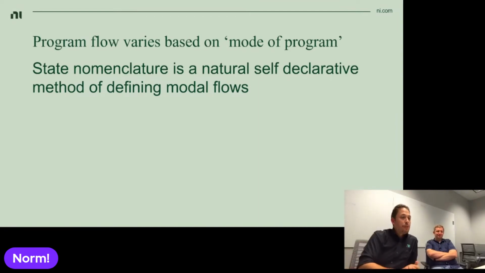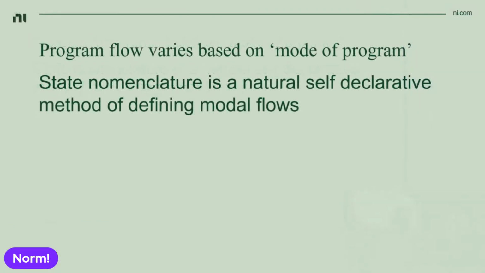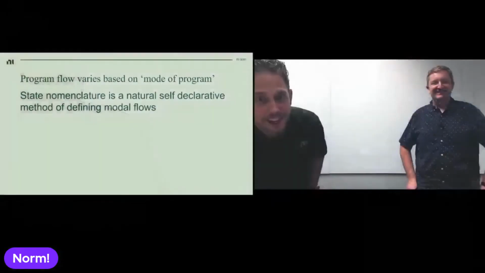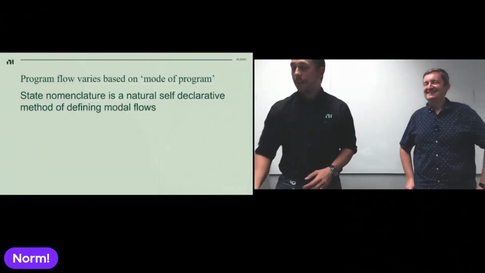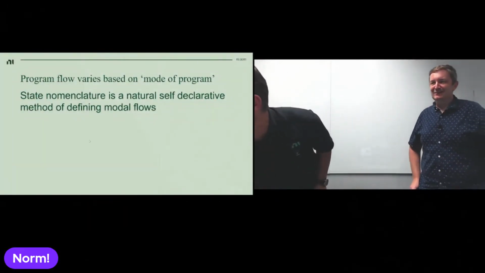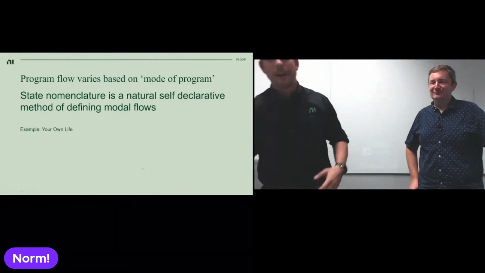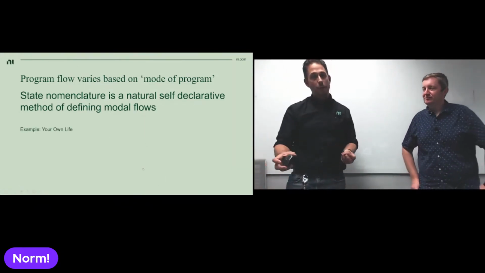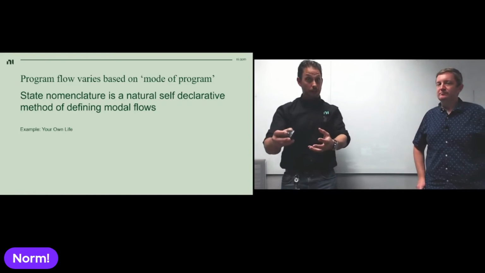All right, so program flow varies based on the mode of the program. So let's give another example of this one. So the state nomenclature is a natural self-declarative method of defining modal flows. Up here. Okay, we're going to go with this one. We're going to do side by side. All right, so perfect. Oh, nope, we wanted to do so close. There we go. All right. So trying to get fancy here, folks. Thank you. This isn't necessarily my day job. Okay, so let's talk about the state nomenclature in general.